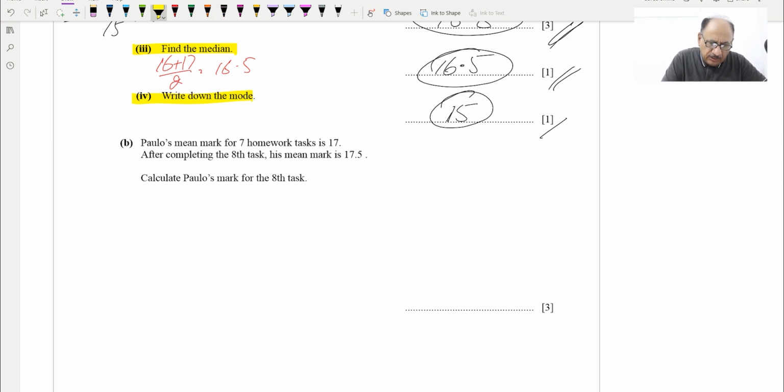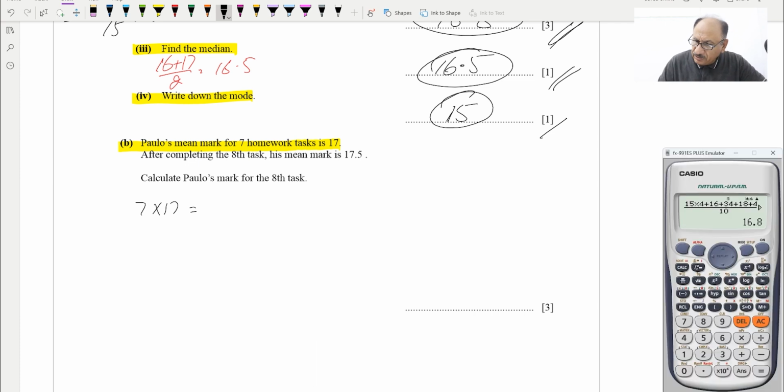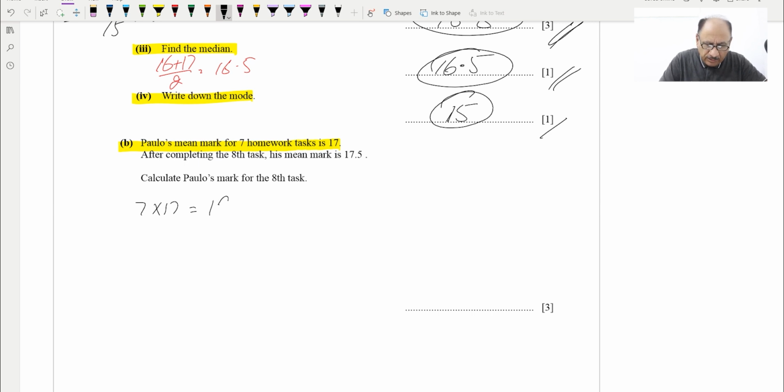Now, B part. Paulo's mean mark for 7 homework tasks is 17. So for 7 homeworks, 17. So 17 sevens are 119.